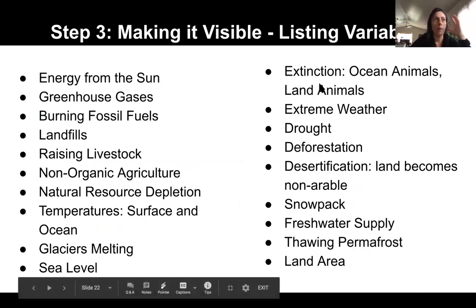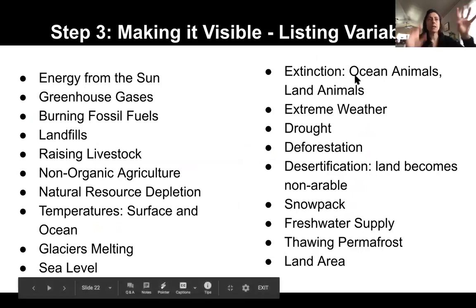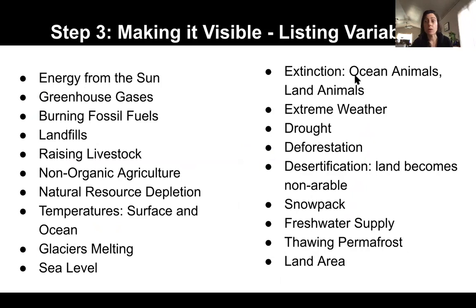They added, oh yeah, we talked about extreme weather, we talked about freshwater supply, we talked about thawing permafrost. So they have all these different variables or components or elements, whatever word you want to use. It's like the pieces. They got all these and they listed them down. So they read their own story and their own research and then they listed it.